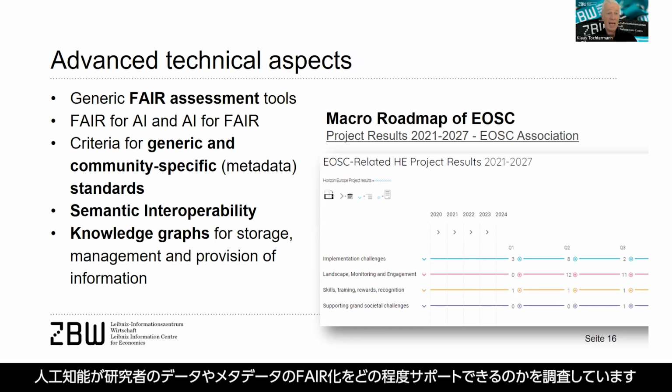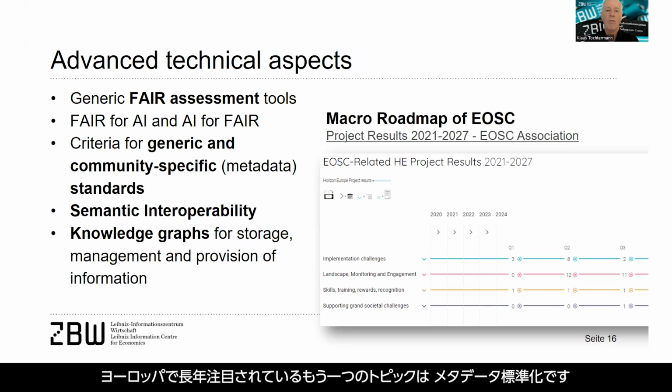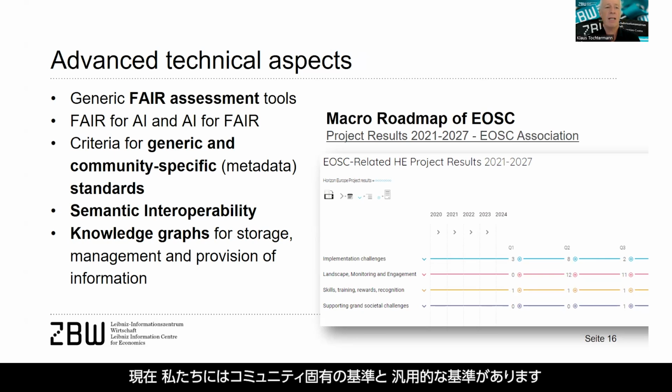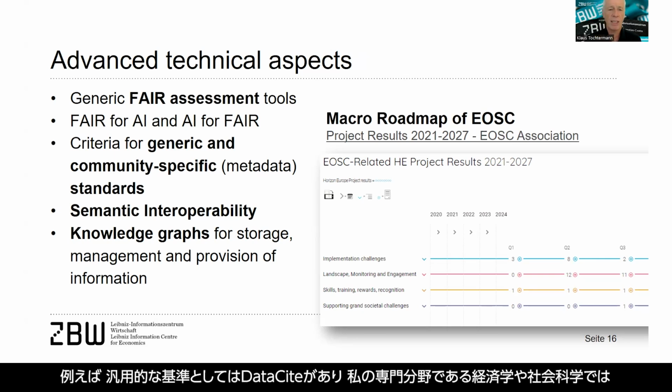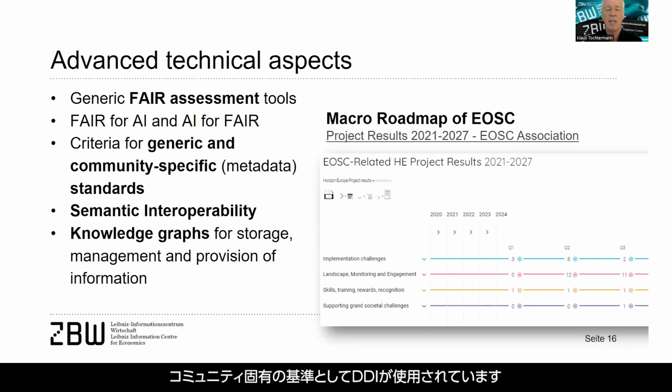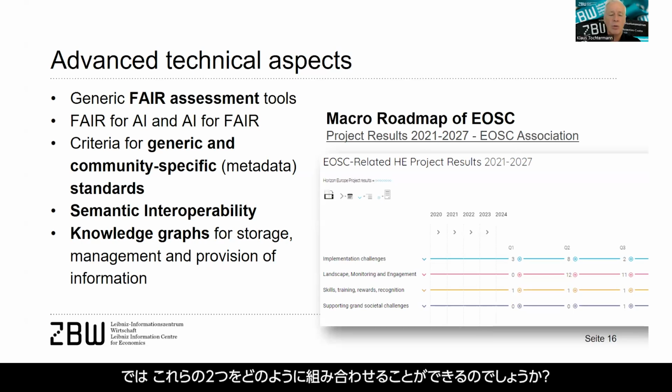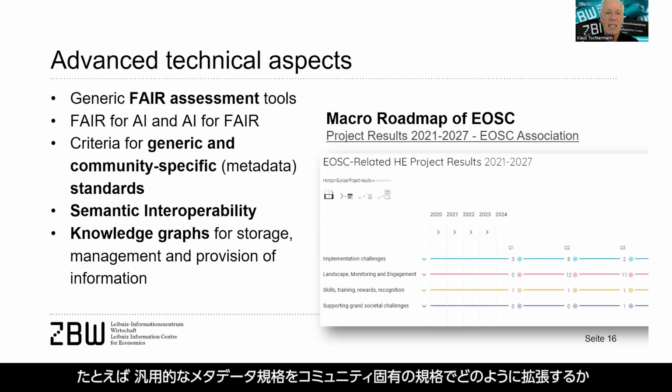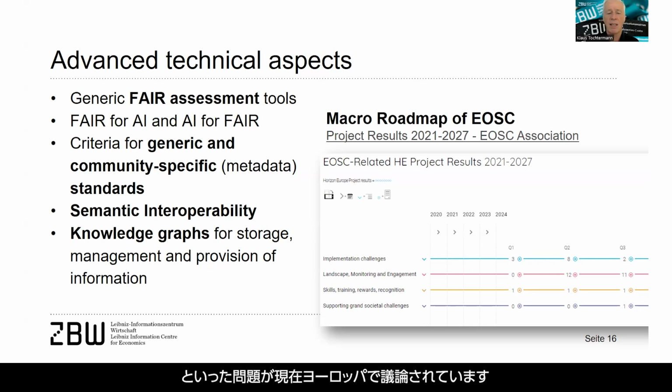Another topic which has been in vogue for many, many years in Europe are the standards for metadata. Currently, we have the community-specific standards. We have generic standards. For example, a generic standard is DataCite. A community-specific standard in my field, economics and social sciences, is DDI. And how can we combine the two? How can we, for example, extend a generic metadata standard with a community-specific standard? These are the questions which are currently addressed in Europe.